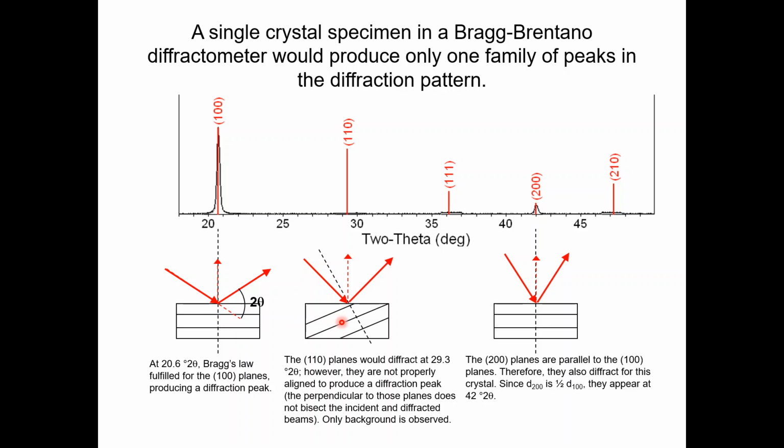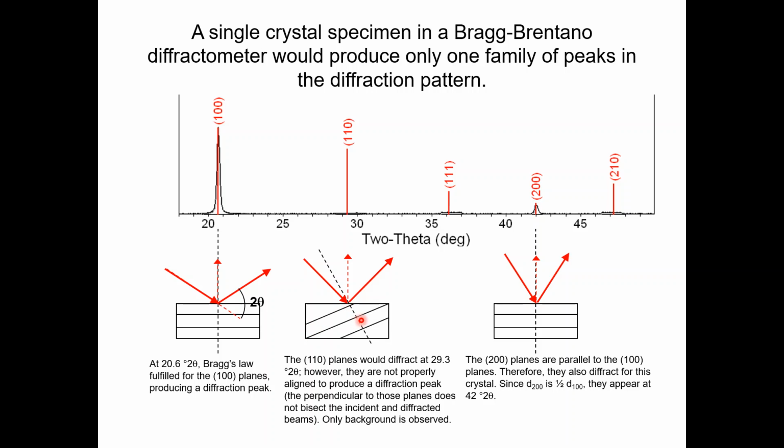Then we have another peak, and this one corresponds to the 110 plane, because of the diffraction from 110 planes. What does it mean? It means that the 110 planes would diffract at 29.3 degrees 2 theta. However, they are not properly aligned to produce a diffraction peak, and here we have the reasons.